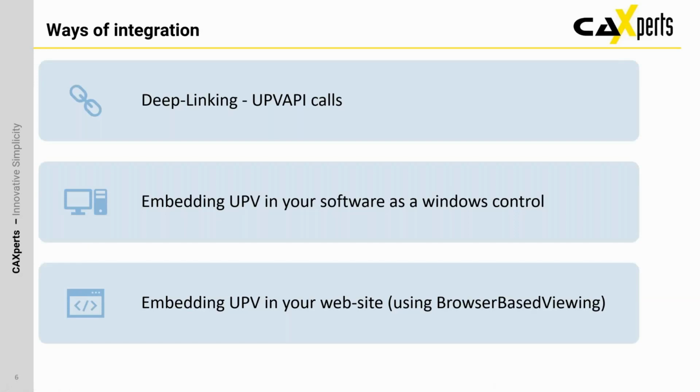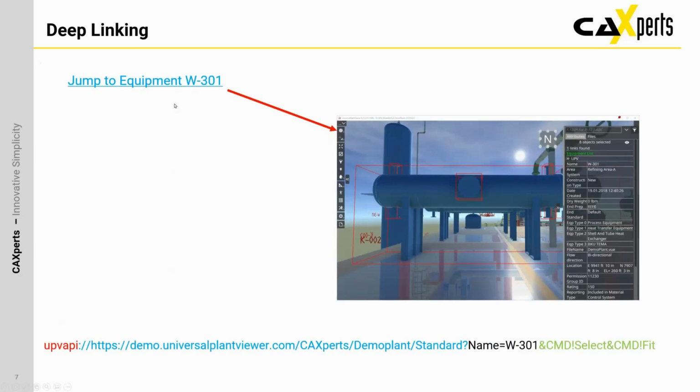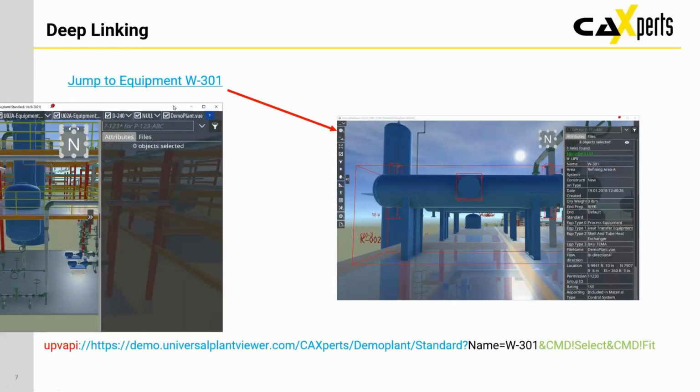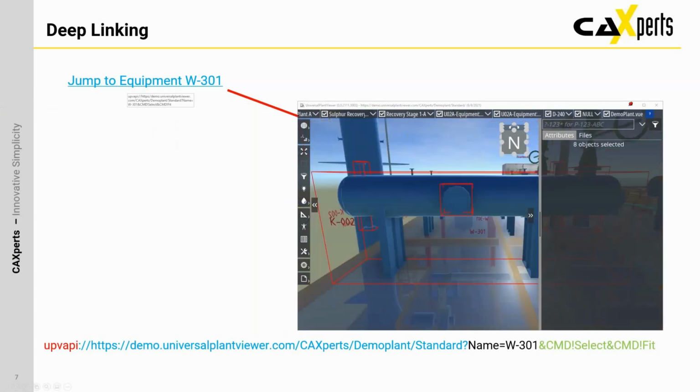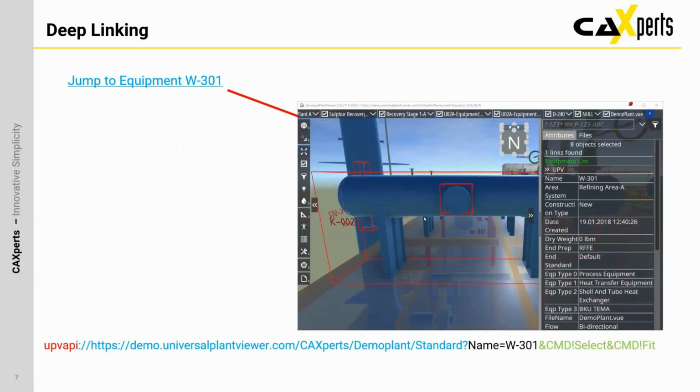Okay, and what are the different ways of integration? So there are 3 ways. Let's start with the first one, the deep linking. Here, let me show you the live sample. So here is a live viewer. And what I do now is I click on that hyperlink, and you see UPV directly navigates to that equipment.